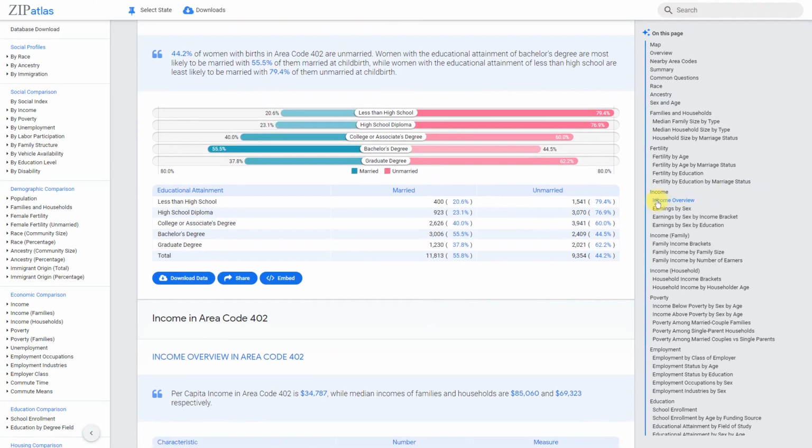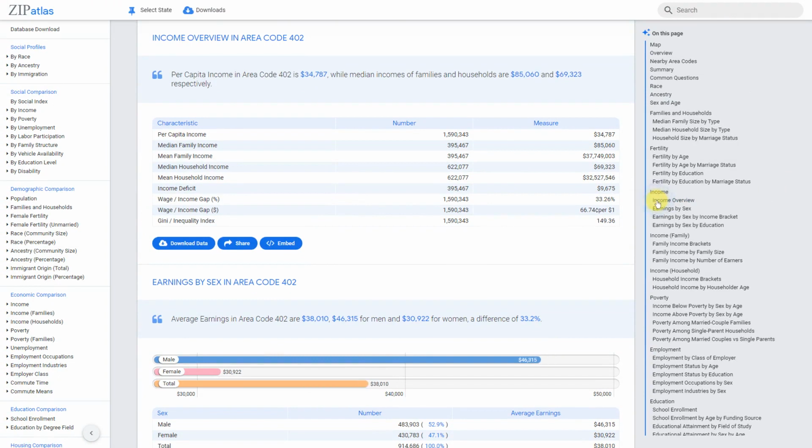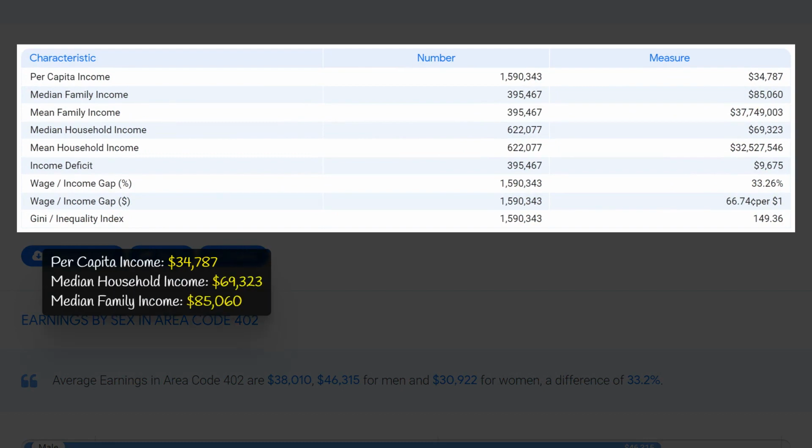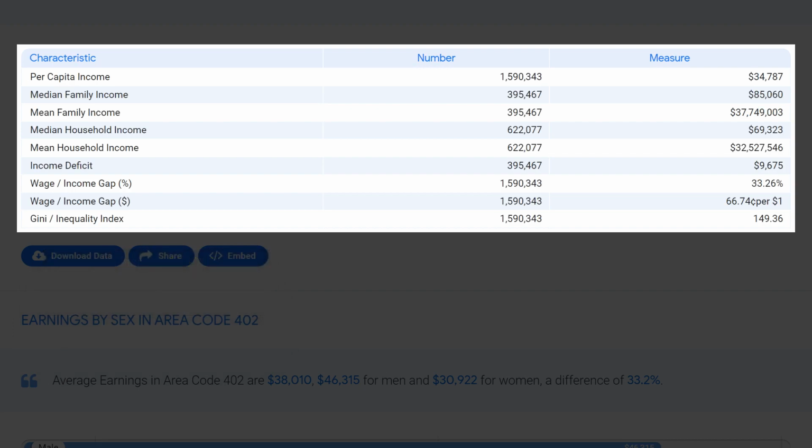Located in the state of Nebraska, Area Code 402 has a relatively high income level, with a per capita income of $34,787. This means that on average, each person in the area earns this amount per year. Additionally, the median household income in this area is $69,323, indicating that the majority of households earn above this amount annually. The median family income of $85,060 further reflects the overall prosperity and economic stability of this area, making it a desirable place to live and work.